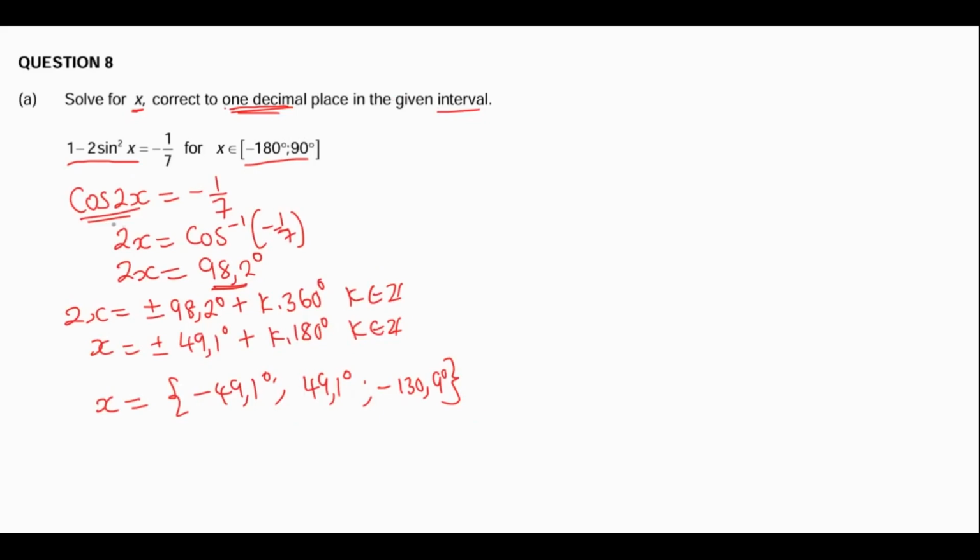The other thing you could have done, you could have said 1 minus 2 sine squared x. You can transpose 1, and then we have negative 2 sine squared x is equal to negative 1 over 7 minus 1. Then negative 1 over 7 minus 1 should be negative 8 over 7. So you have negative 2 sine squared x is equal to negative 8 over 7. Then divide both sides by negative 2. You get that sine squared x is equal to 4 over 7.